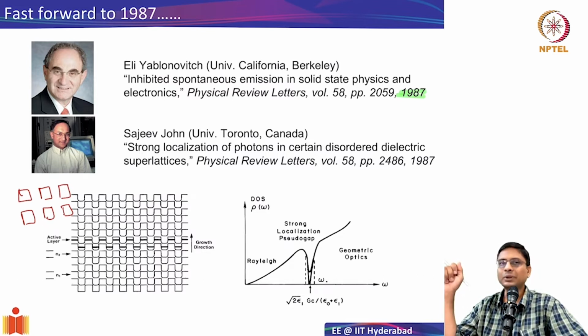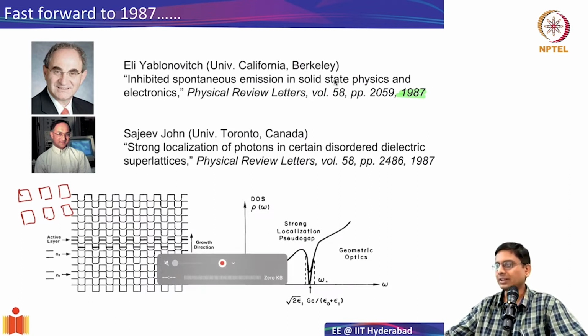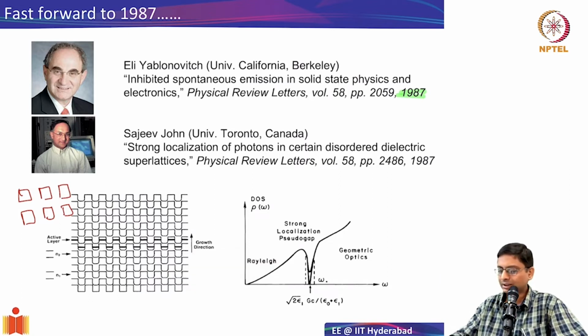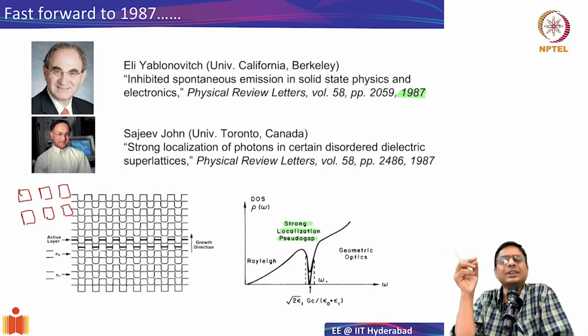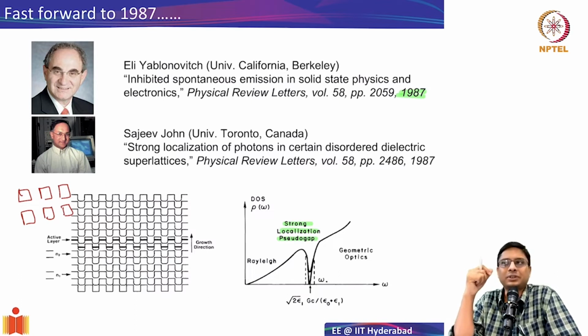So if you have such a scenario, he found out that there's going to be a sharp gap in the density of states in such structures, and that's what he called a band gap, or in this case, a strong localization band gap. This also goes back to the theory of Anderson's localization and all that in electronics. So he tried to borrow some of those ideas and introduce them in photonics.